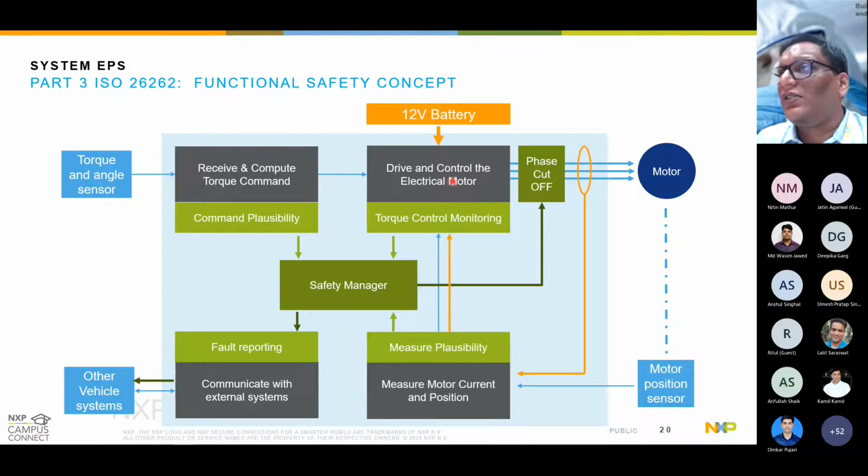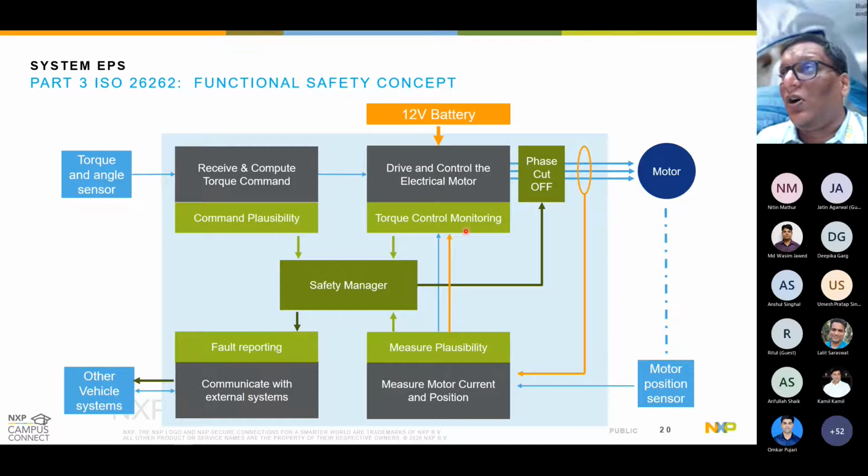Now for each of these systems, you need to have some kind of safety implemented, because if either of them malfunctions, for example, if there's a fault in the drive or the control to the electrical motor, then it will drive the motor faster than you expect. So there has to be some kind of monitoring done here as to what torque is generated. Similarly, the feedback that you're getting from the motor position sensors could be faulty, so you need to do some kind of plausibility checks. The communication to the external systems might communicate incorrect information to other vehicle systems. So there should be some kind of fault reporting or monitoring done here.